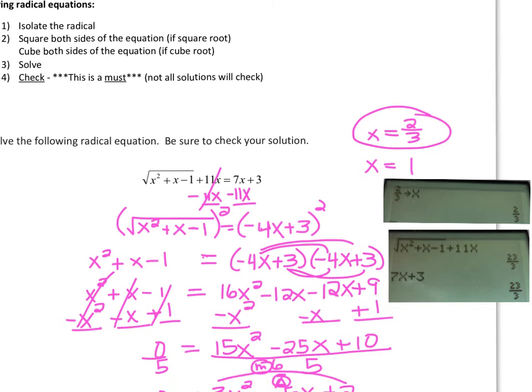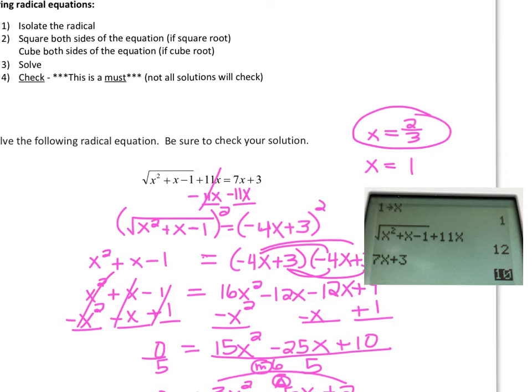Okay, now we have to do the same thing, but this time we're going to store x as 1. Okay, so again, I stored x as 1. I hit 1, store x, and I hit enter. Now, when I plugged in the left-hand side of the equation in the calculator, it gave me 12. When I plugged in the right-hand side of the equation in my calculator, it gave me 10. Look at that. These answers don't match up.